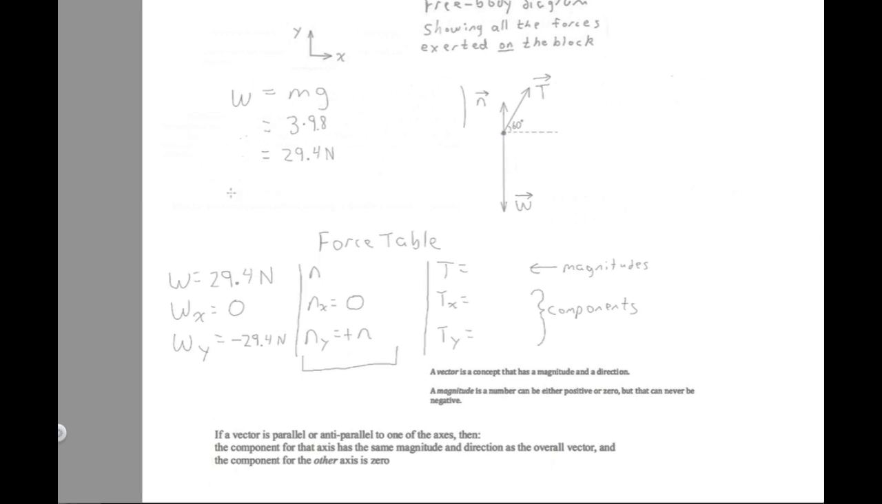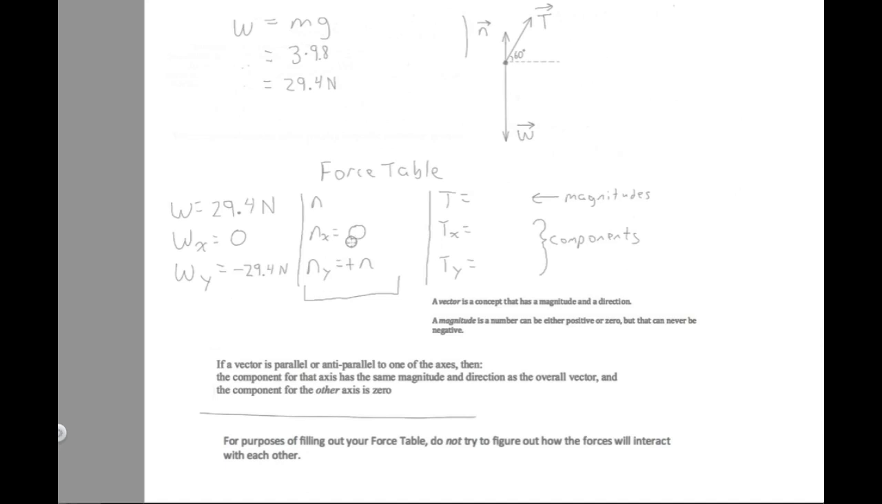All right, so now we've finished the entries for the normal force in our force table. Remember, again, we saw what to do when you don't know a number for the magnitude. If you don't know a number for the magnitude, you just represent that magnitude with a symbol, and you can use that symbol to represent the components. Notice that when we were working with the normal force in the force table, we did not try to figure out how the normal force would interact with the weight and the tension.